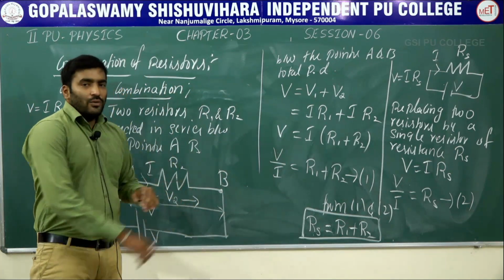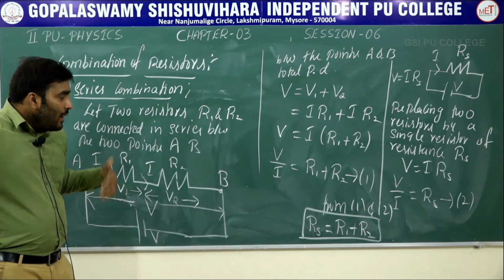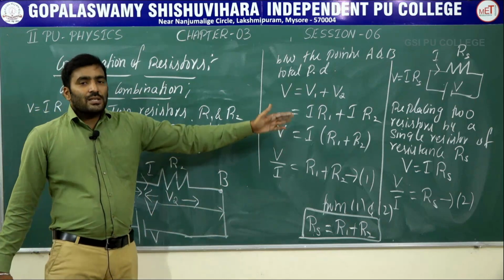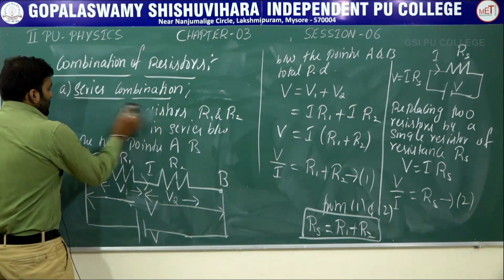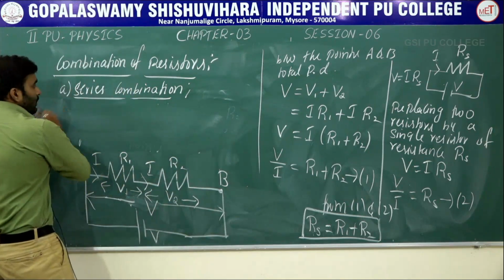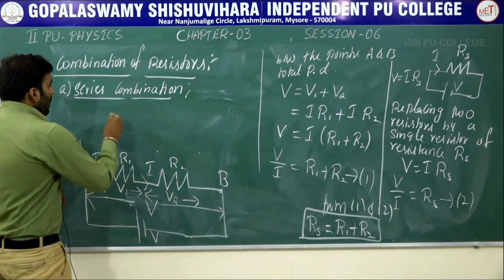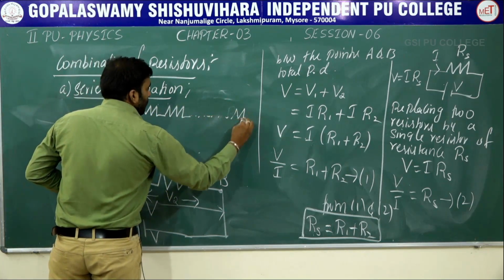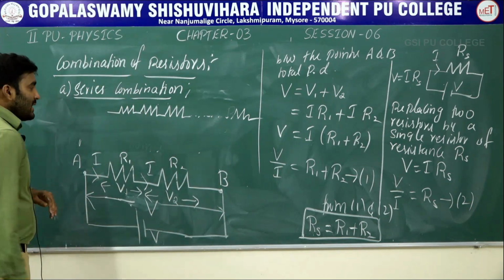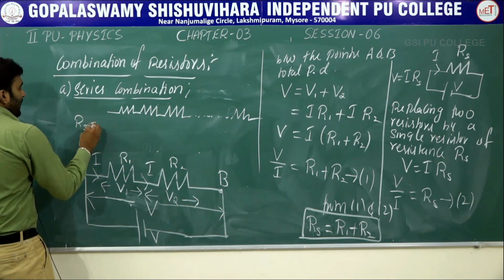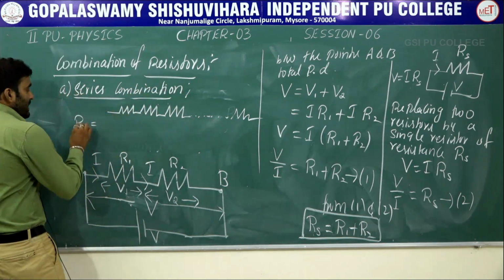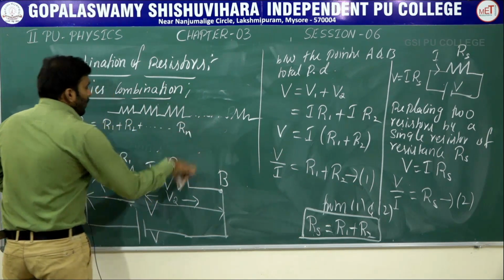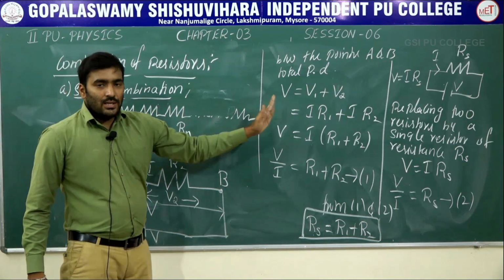Now let me consider a special case of this. We have not only connected two resistors, we are connecting n number of resistors in series. What happens in that case? I have n number of resistors like this, connected in series. According to that equation, the equivalent resistance of all these resistors becomes R1 plus R2 plus etc. up to Rn. So we can add all the resistances.